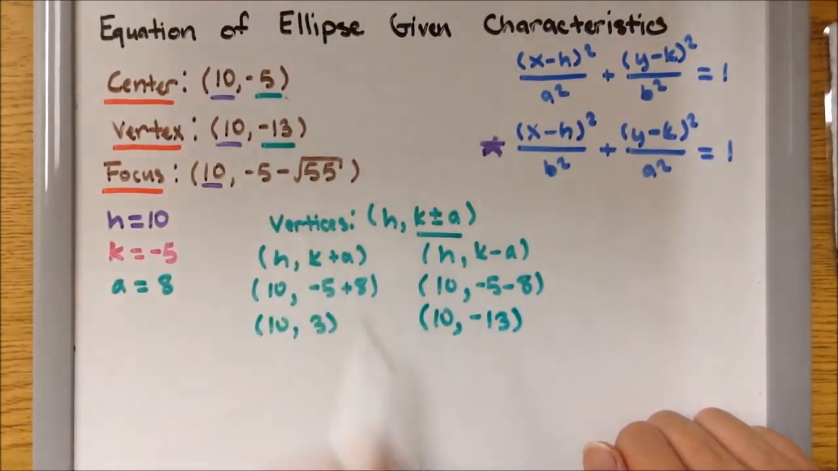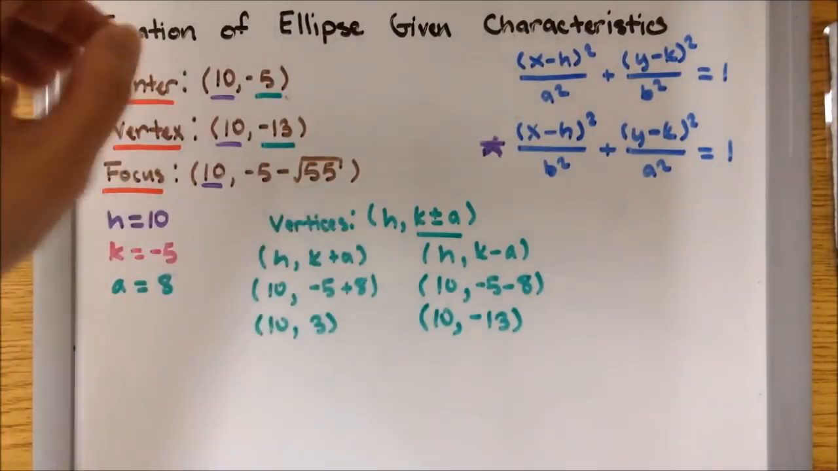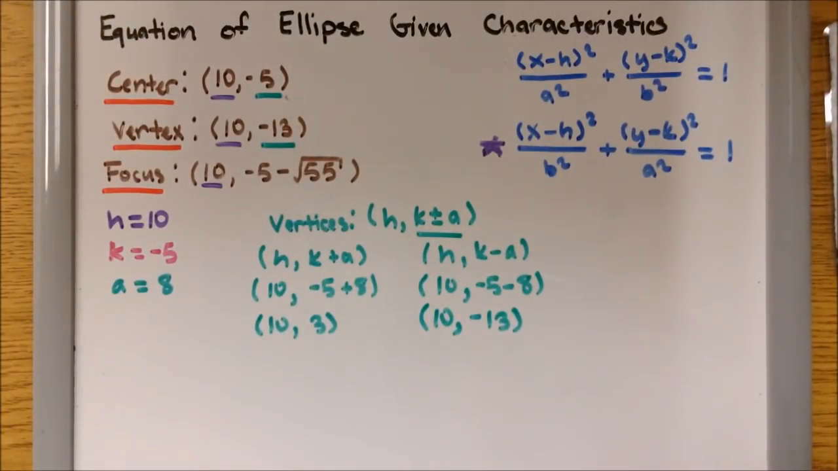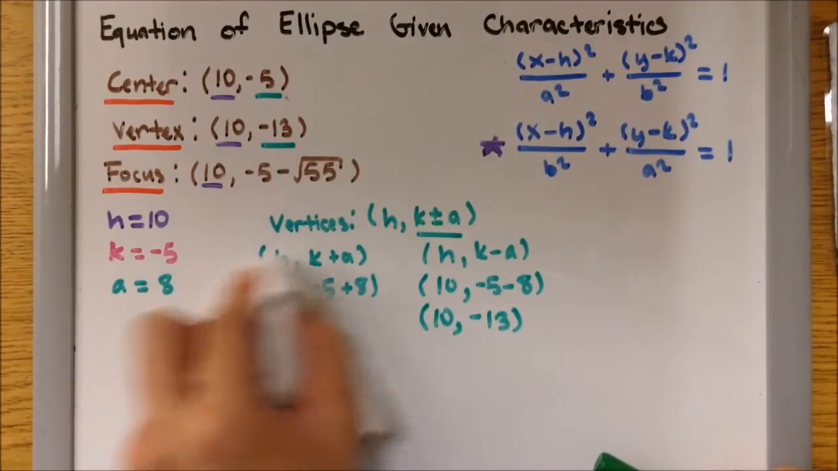So this one matched with that one. So that one's good. So it is safe to say that our a value is 8. Alright, next I'm going to erase to make more room and then focus on getting our b value.